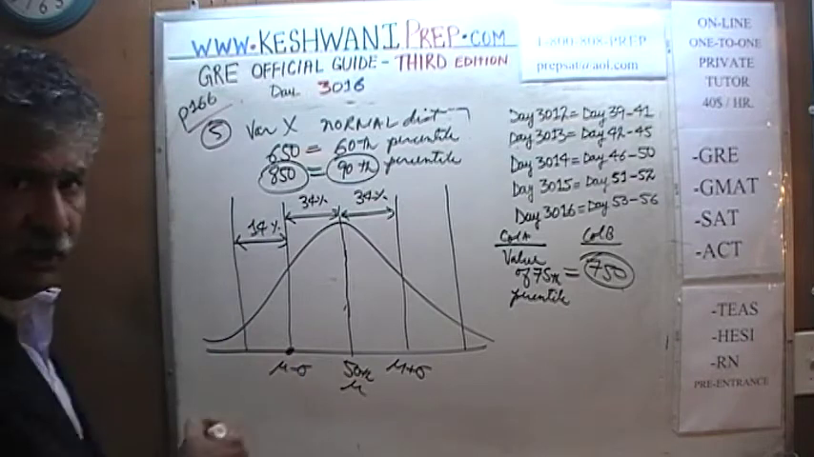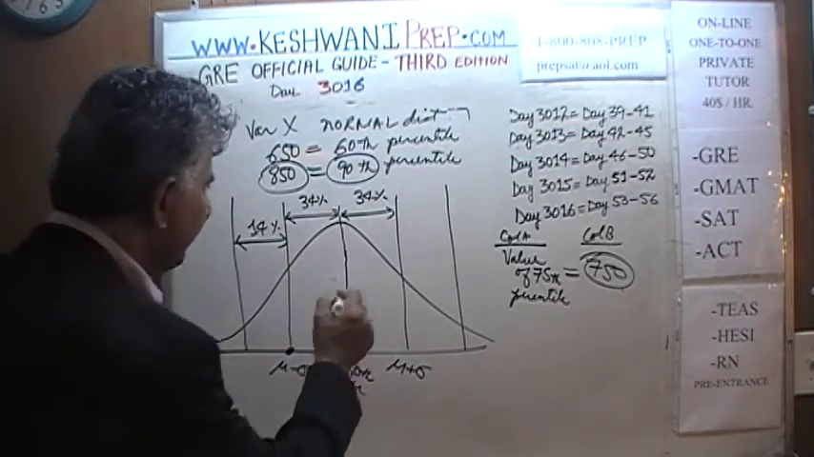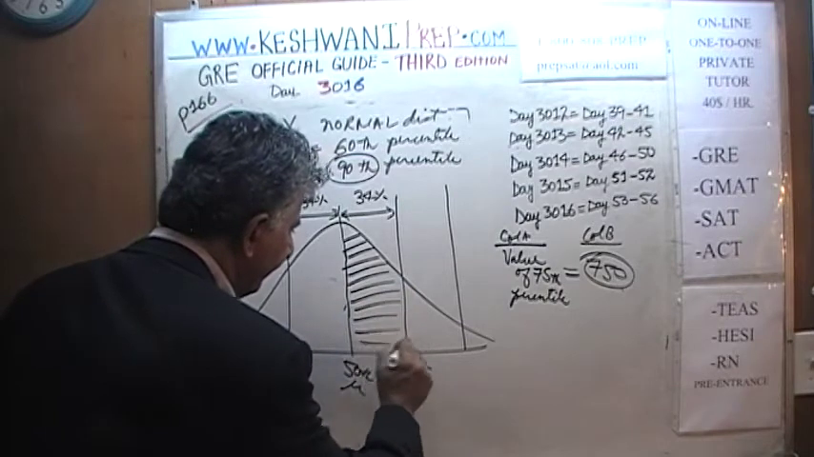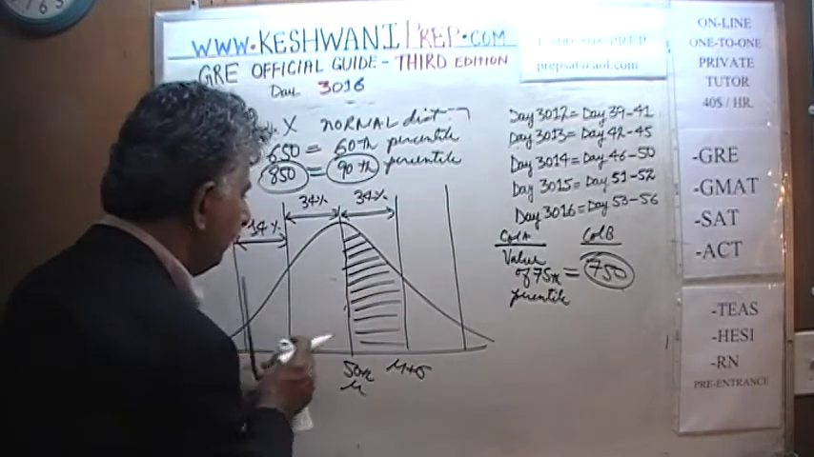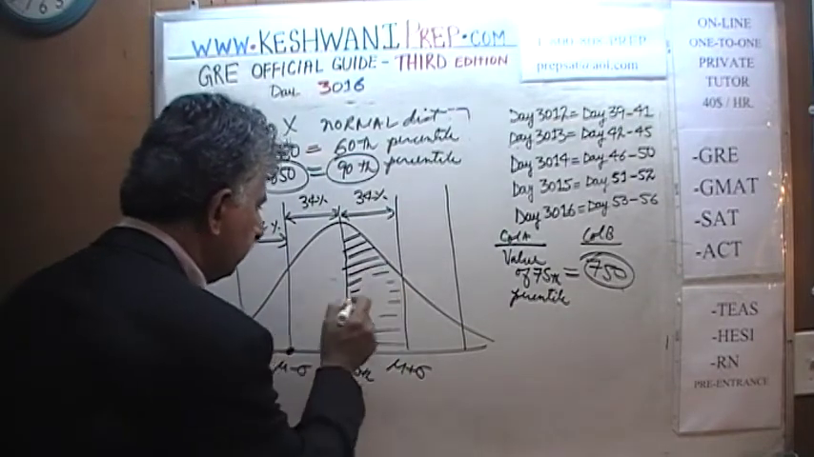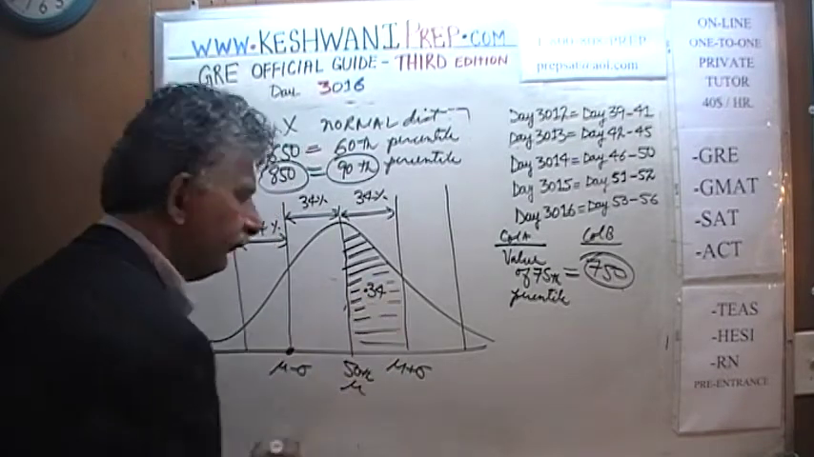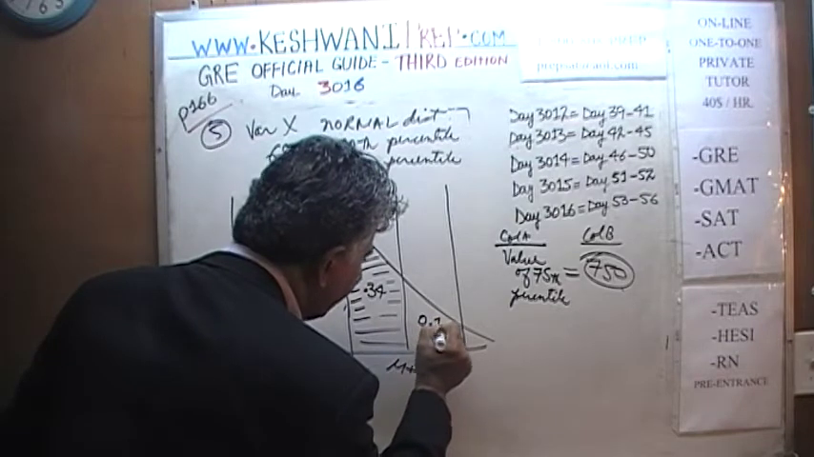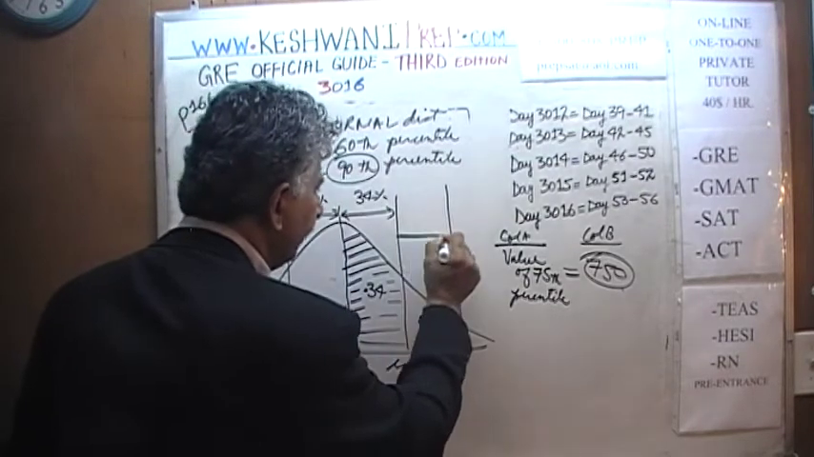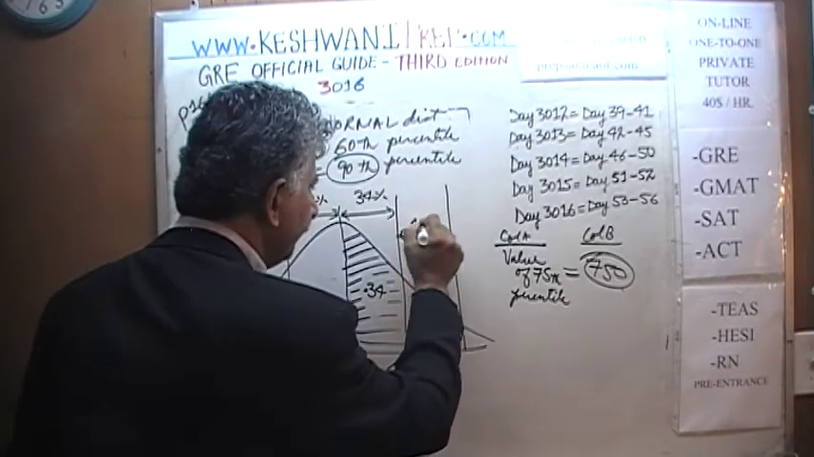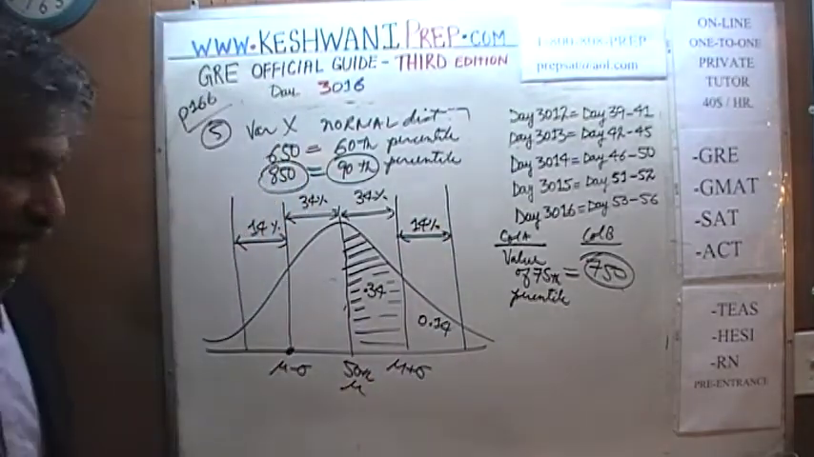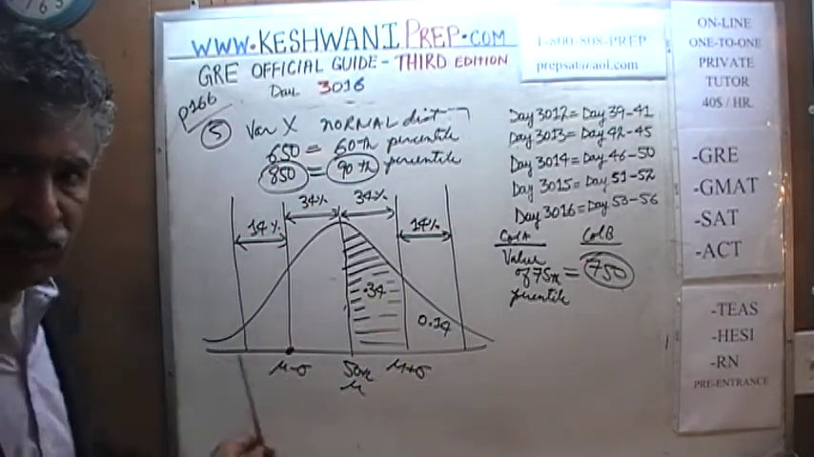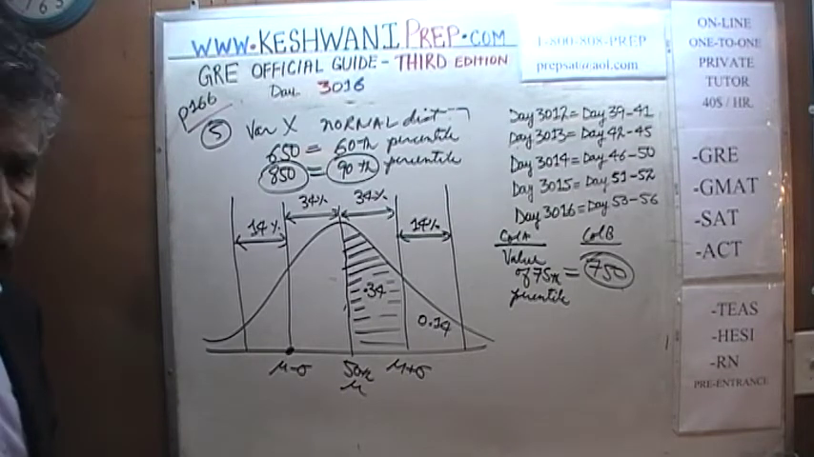Think of the whole area under the curve as 1, 1 being 100%. This area is 0.34. But this area right here is only 0.14. It's only 14%. Why is that? It's like that because it's not a rectangle. It's not evenly distributed. Now let's see where we fall.